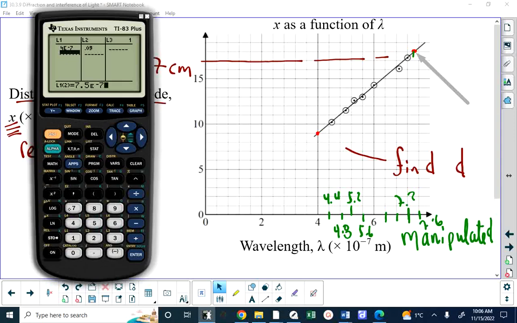So the x-coordinate for that point is 7.5 times 10 to the negative 7. The y-coordinate is 16, 17, 18 times 10 to the negative 2. Just before you commit yourself to finding the linear regression, double check to make sure you've entered the data correctly, and I think it's fine.